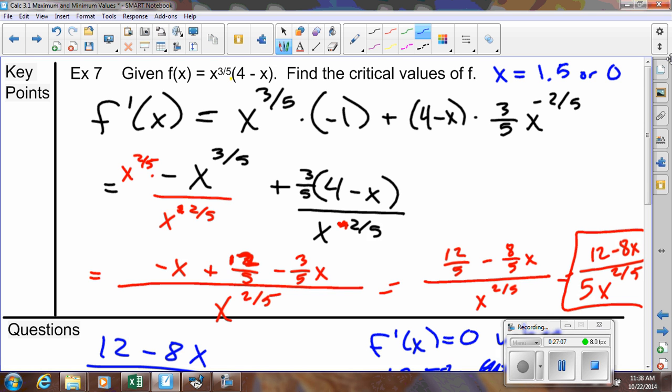In order to find the critical values, take the derivative and then see where the derivative equals 0. You also need to take the derivative and see where it does not exist. That's a lot of the domain stuff that we were doing right away at the beginning of the year.